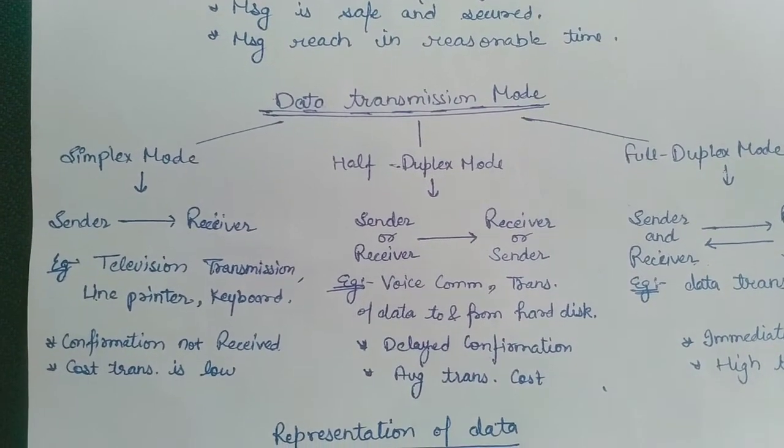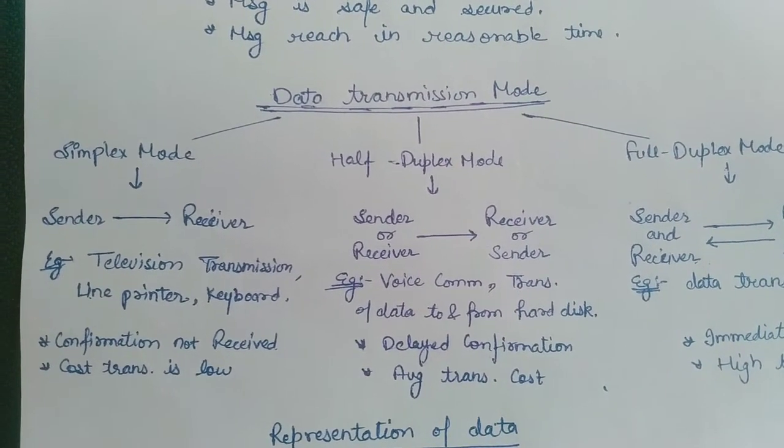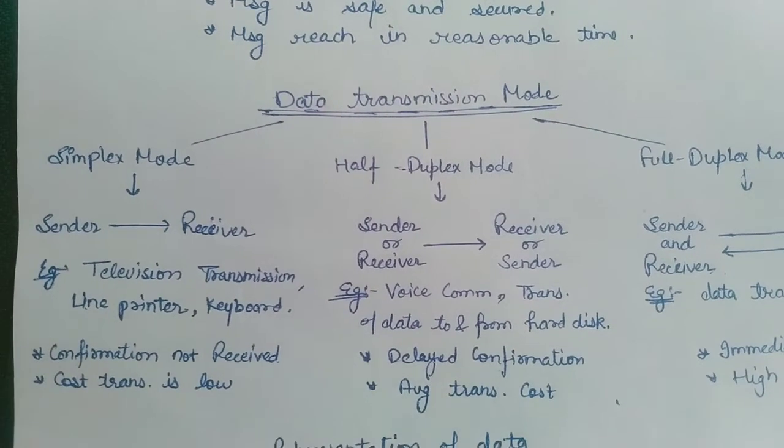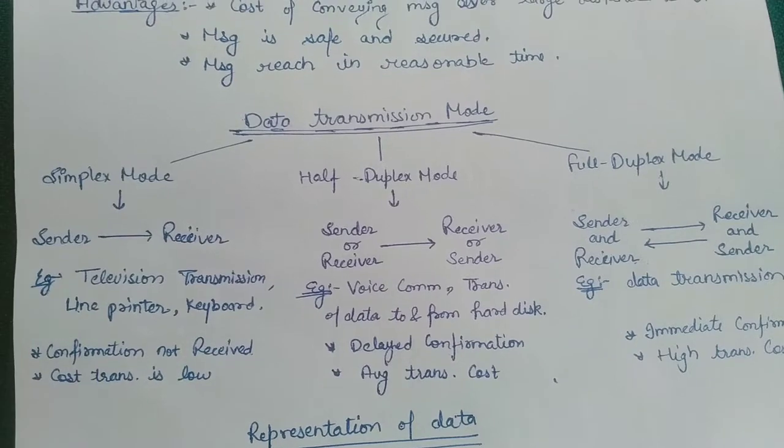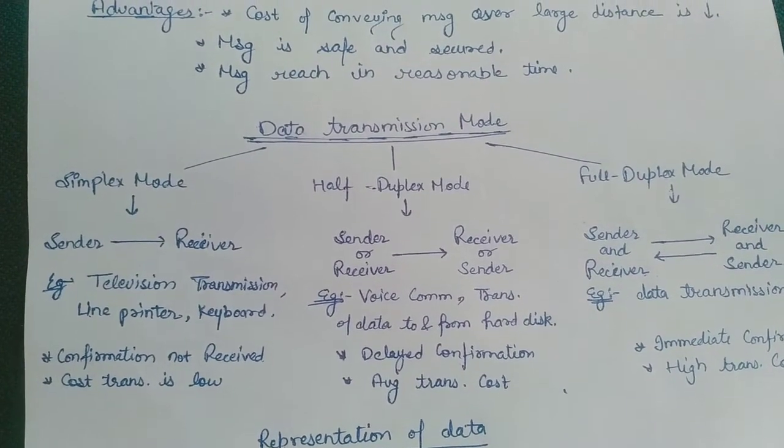So there are three modes for data transmission. Three modes are used for the data transmission. First is simplex mode, second is half duplex mode, and last one is full duplex mode.